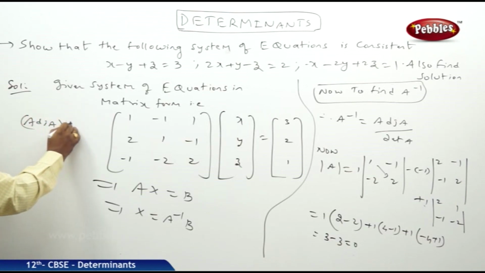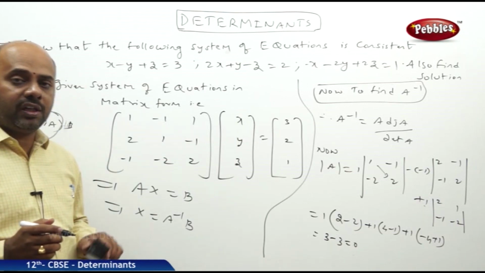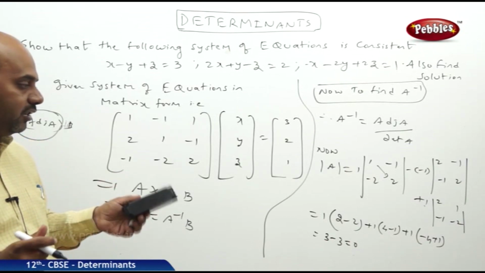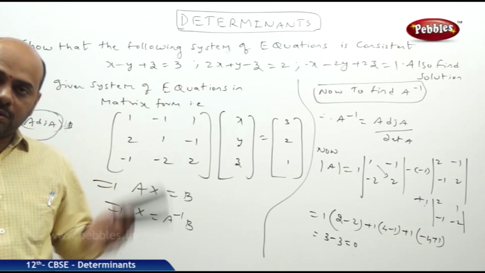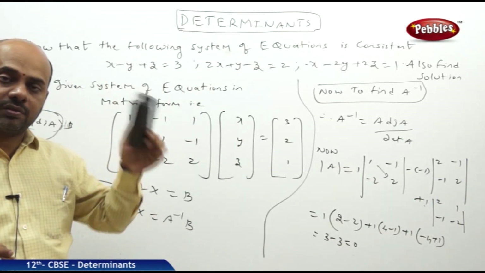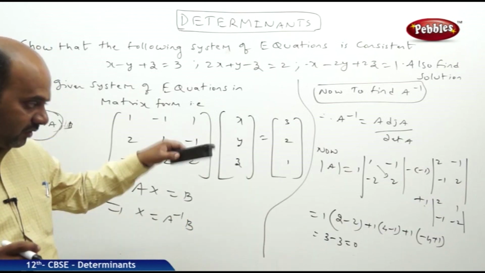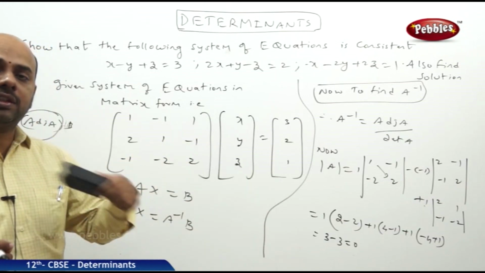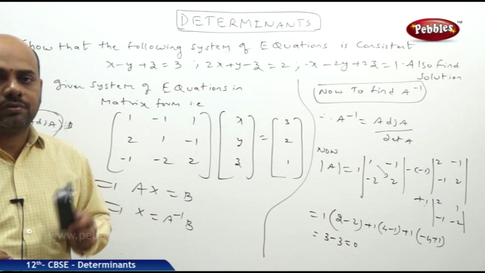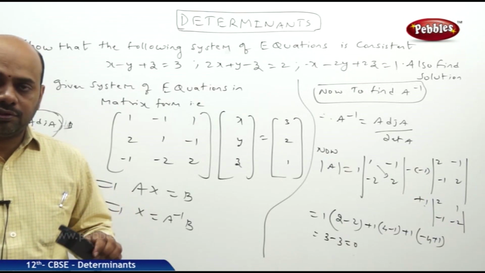That means now we need to find adjoint of A, and that adjoint of A we can multiply with the matrix capital B, and finally we need to check whether it is 0 or non-zero. If it is 0, the given system of equations is consistent and possesses infinitely many solutions. If it is not equal to 0, then we can tell the system is inconsistent and has no solution. But in earlier classes, we discussed how to find adjoint A.